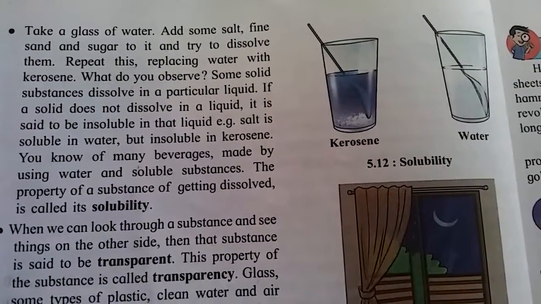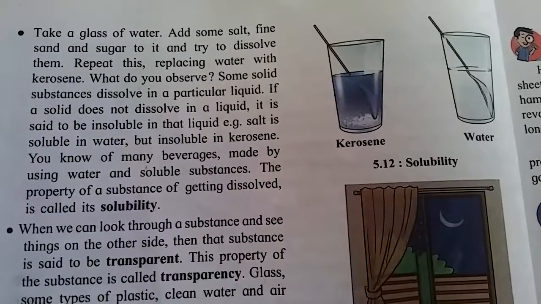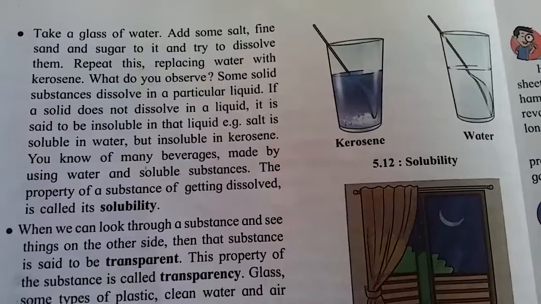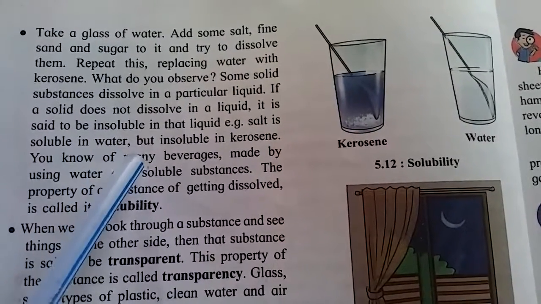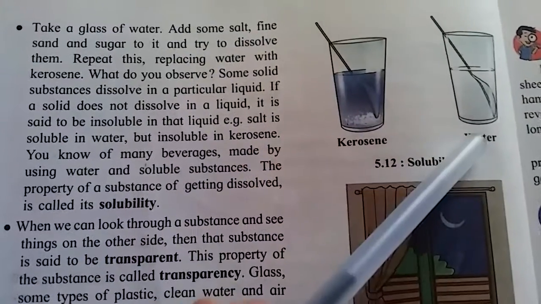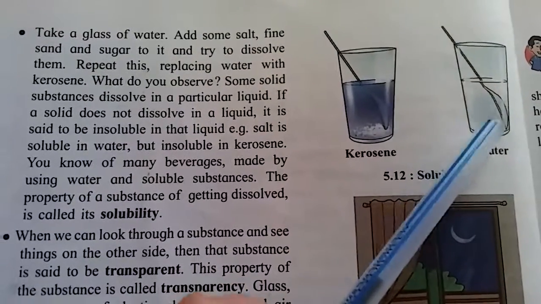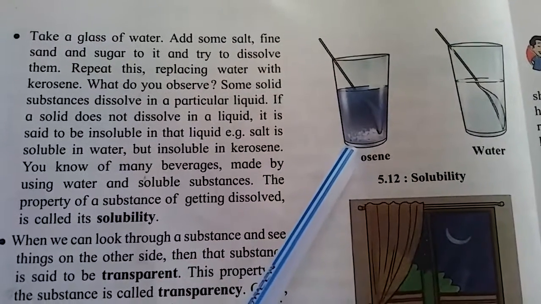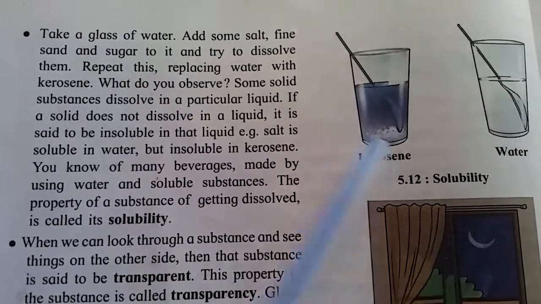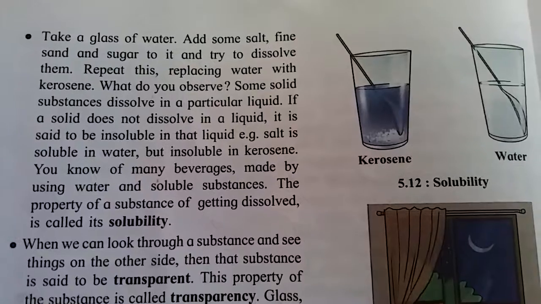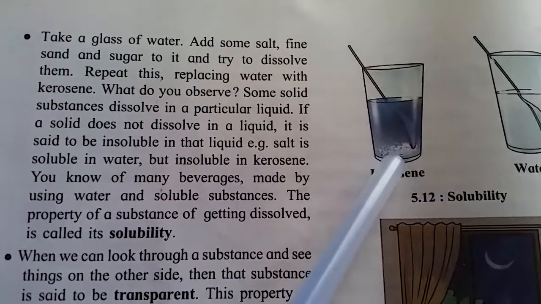What do you observe? Some solid substances dissolve in a particular liquid. If a solid does not dissolve in a liquid, it is said to be insoluble in that liquid. Example, salt is soluble in water but insoluble in kerosene. See, salt is soluble in water. Means salt will dissolve in water, but salt is insoluble in kerosene.